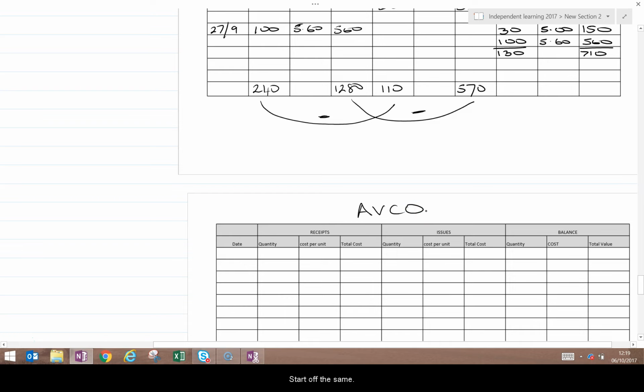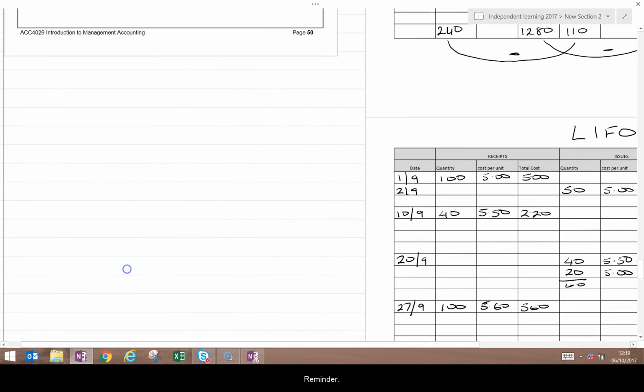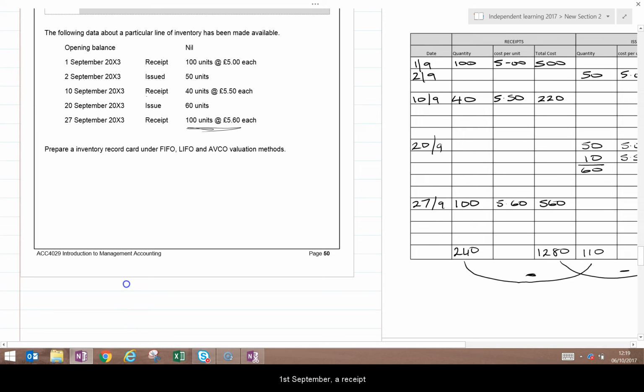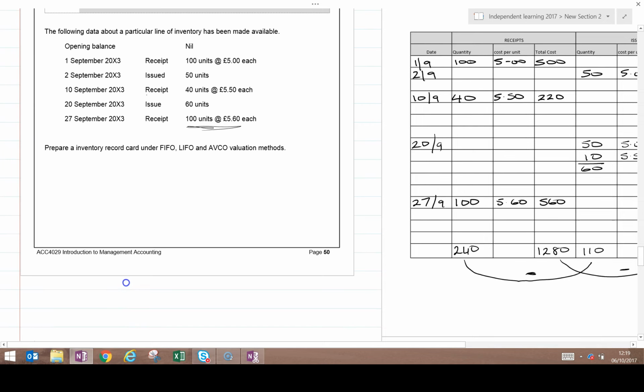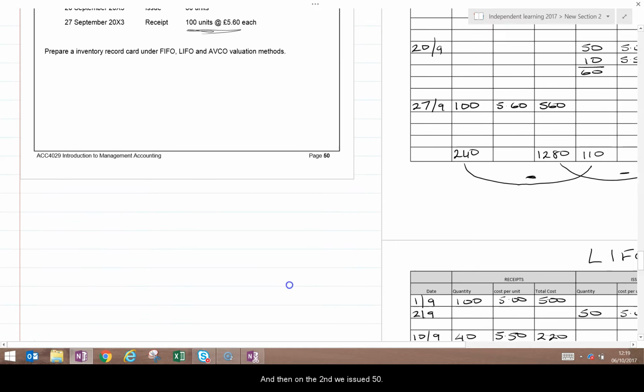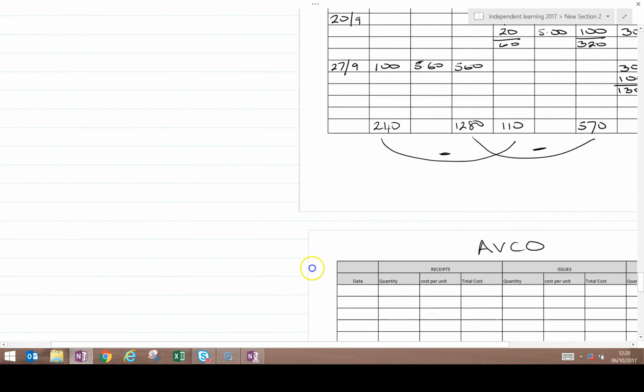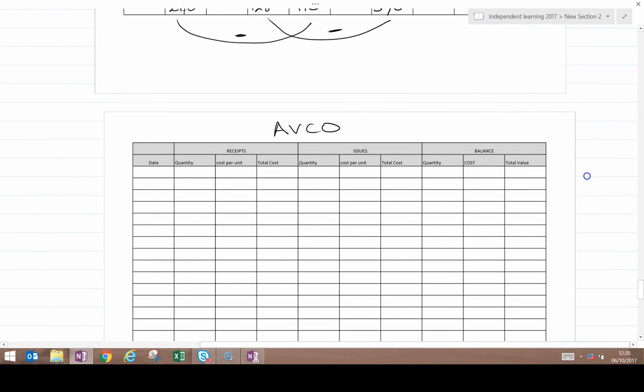So, start off the same. Quick reminder back. 1st September, received 100 units at £5, and then on the 2nd we issued 50. So back to our card. 1st of September, received 100 units at £5. That's 100 at £5, so £500.